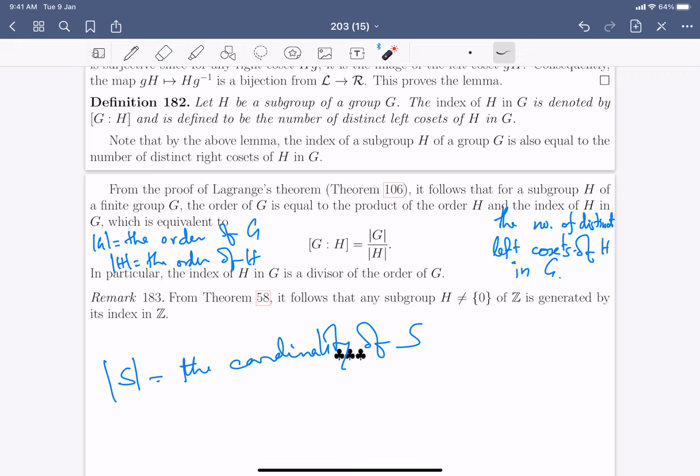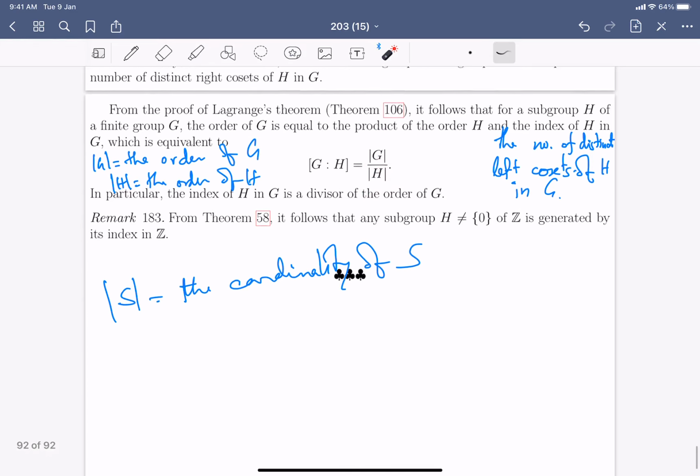So in the course of the proof of Lagrange's theorem that we presented, we showed that the order of G is equal to this times the index of H in G. In other words, the index of H in G is equal to the ratio of the cardinality of G, or the order of G, to the order of H.